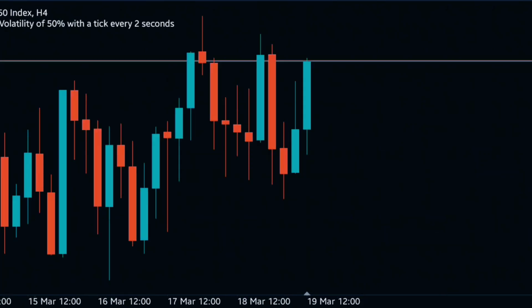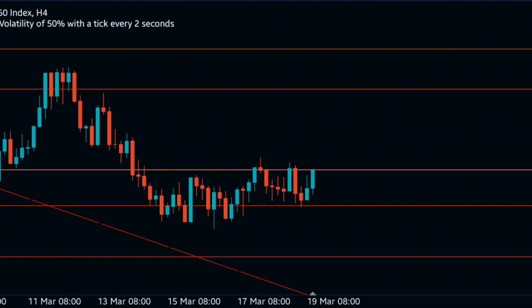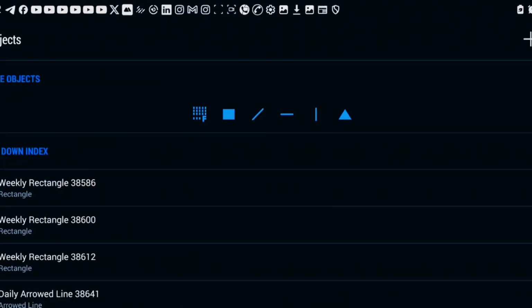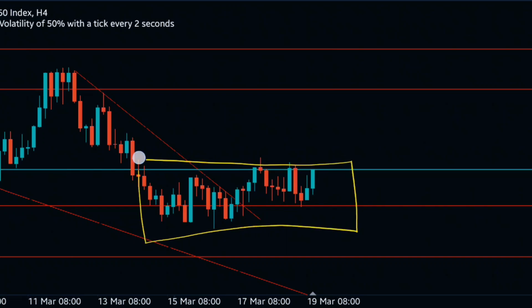Let me zoom out. On the 4 hour, let me put my trend line. Good. On the 4 hour, as you can see, price broke above the trend line, and it is currently consolidating. Price is currently consolidating within here.